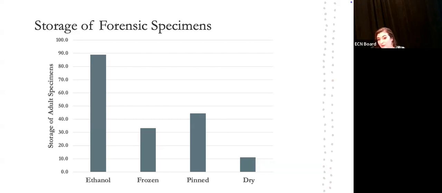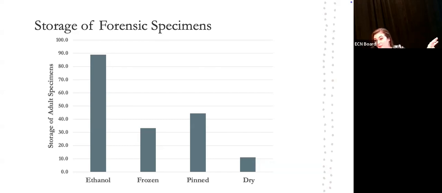Some of my colleagues are freezing their specimens. So they're keeping reared adult insects in the freezer. Now, I'm sure most of you in this room have had an issue with a freezer at some point, right? Where it's failed and we could have damaged specimens.